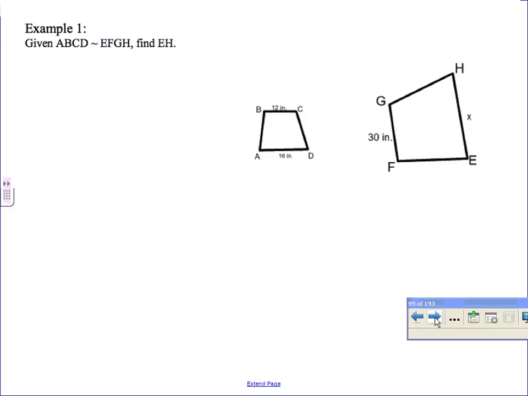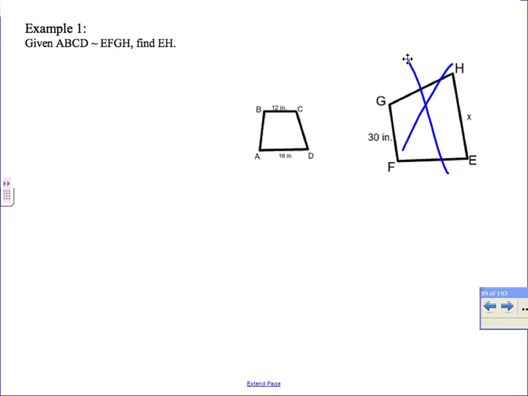Okay, example 1. We are given that ABCD is similar to EFGH. We need to find EH. What should we do first on example 1? Emma H? Yeah, so I'm going to cross this one off. I'm going to keep ABCD the way it is, and I'm going to draw another figure. I want you guys to do the same thing. So ABCD is similar to EFGH.